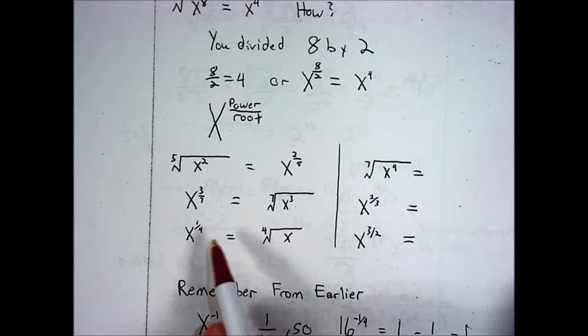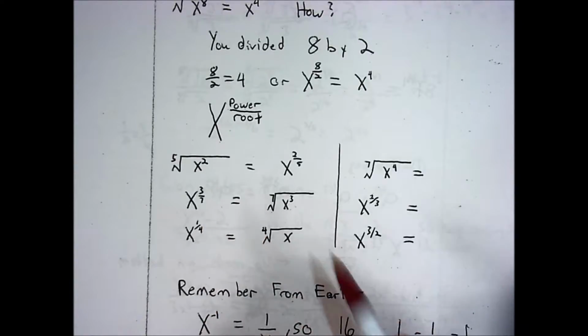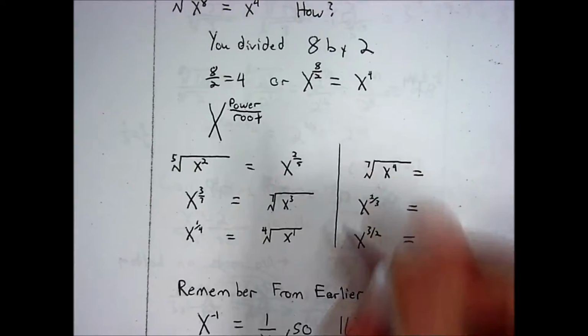And for whatever reason, sometimes this trips kids up. We have x to the 1/4. Okay, the number on the bottom is our root, 4th root of x to the 1st. And if you want to put the little 1 on there to help you out, that's fine too.